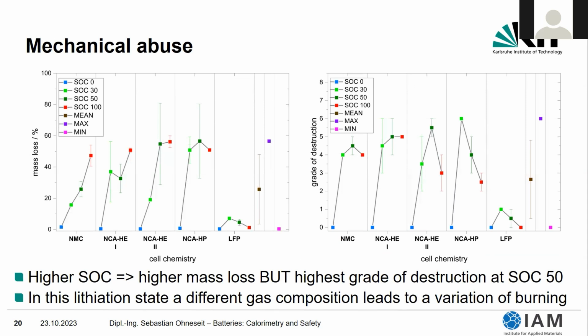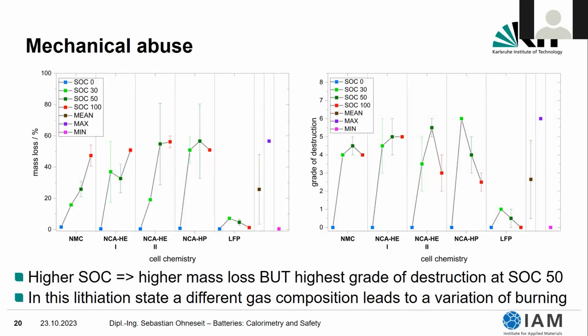As before, we did the same postmortem analysis for the mechanically abused cells. Those are the same categories, and it's the same representation. Once again, on the left, you have the mass loss, and on the right, you have the grade of destruction. Now the variation gets higher. This is due to a much higher grade of destruction from the mechanical abuse. But still, for the mass loss, you can see with a higher state of charge, in most of the cases we have a higher mass loss.